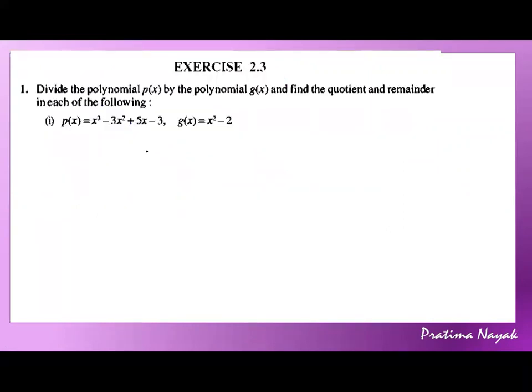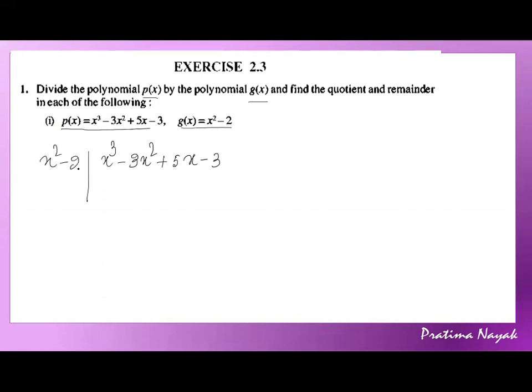This is the first question. Divide the polynomial p(x) by the polynomial g(x) and find the quotient and remainder for the following. So p(x) is equal to, that means this is your dividend, this is your divisor. So x cube minus 3x square plus 5x minus 3, and the divisor is x square minus 2.